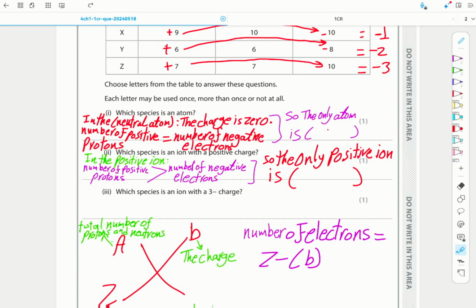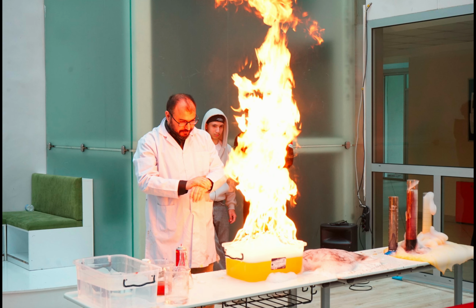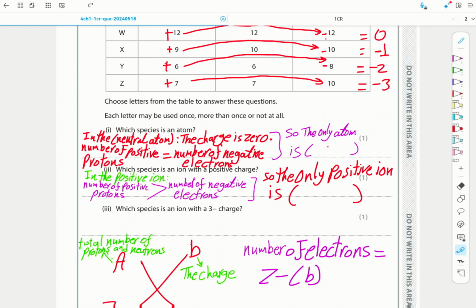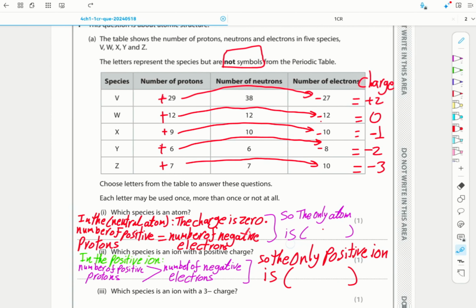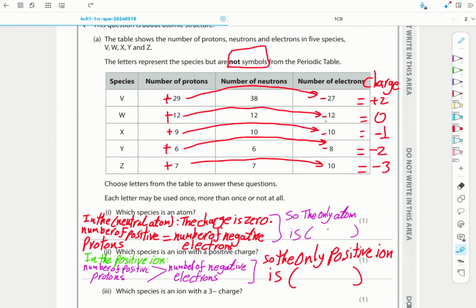Now, my friends, let's go towards the questions. Before we start answering the questions, I would like to remind you of the importance of what we have talked about before. As you see here, this is a neutral atom, because it has a neutral charge. This is called a cation or a positive ion, and those are called anions or negative ions.